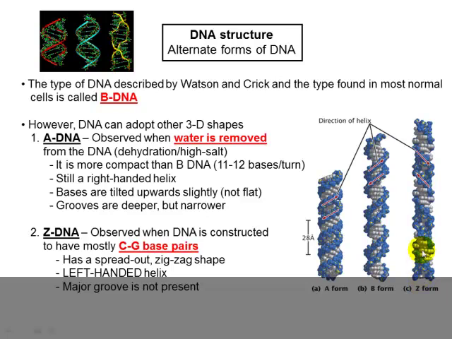Also, the Z form of DNA is mainly composed of CG base pairs, okay, with those 3 hydrogen bonds, very tight together. So once you get a lot of CG sequences following each other, you get this helix that will turn the other way, and you have a form of the Z-DNA.